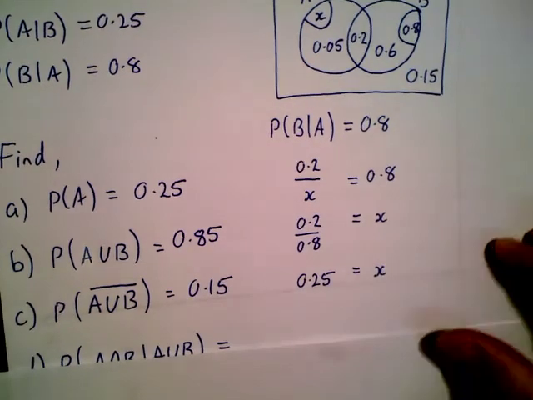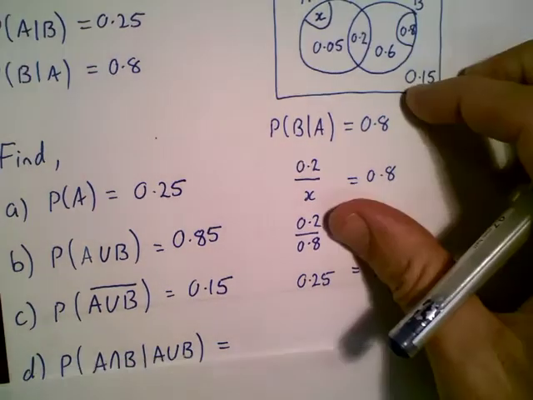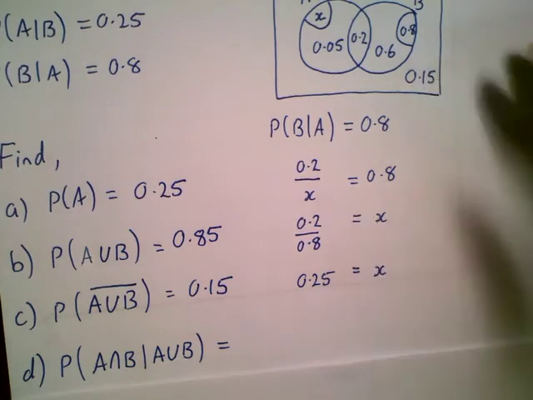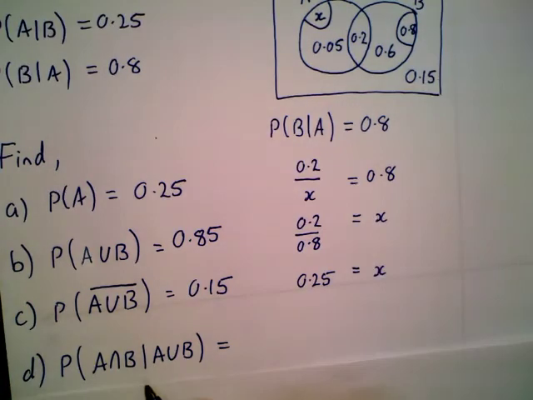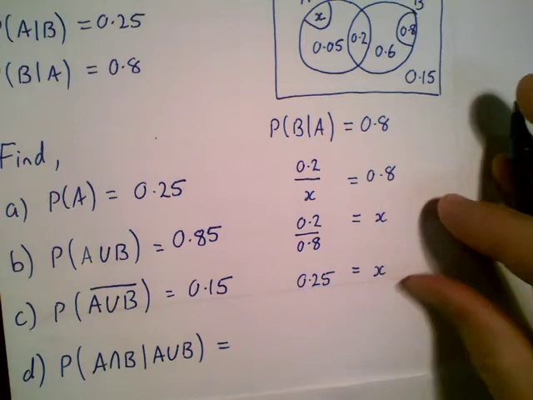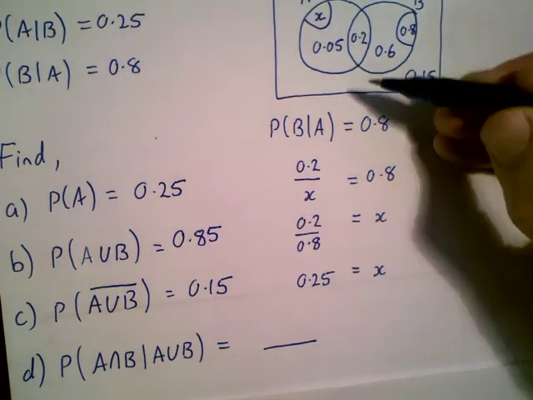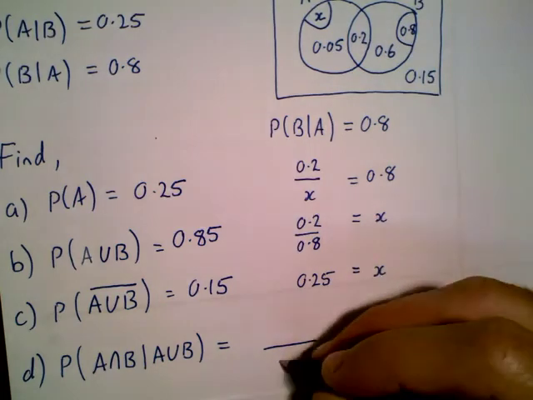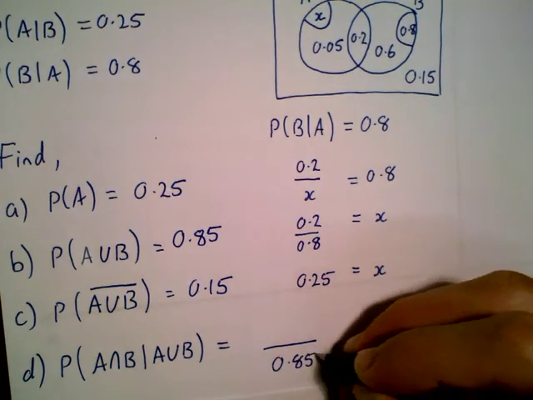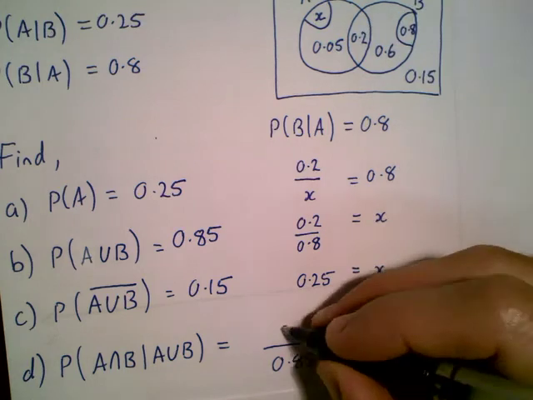And then the final one to have a look at is this one here. Probability of A intersection B given A union B. So in this case here, the condition we're saying is A union B must occur. That's our condition. So that goes on the bottom of our fraction. A union B is 0.85. And A intersection B is 0.2. It goes on the top of our fraction.